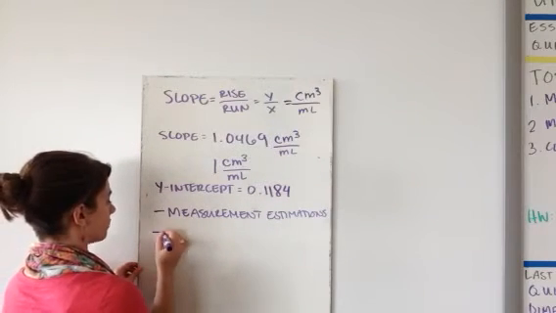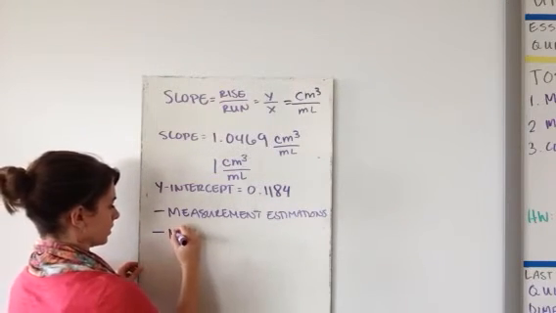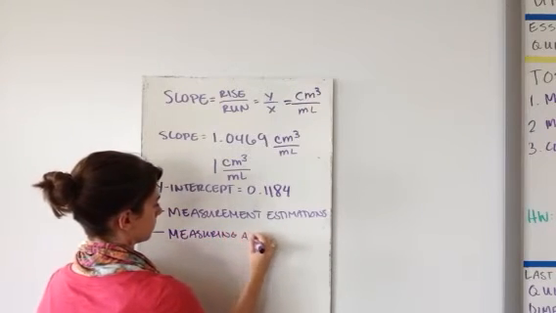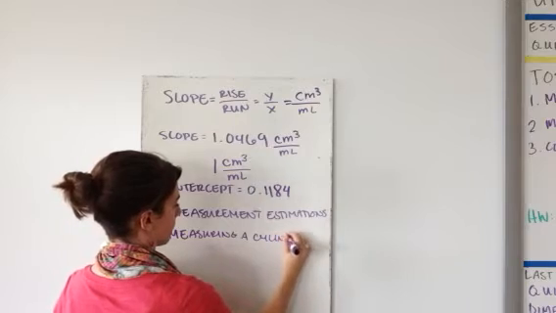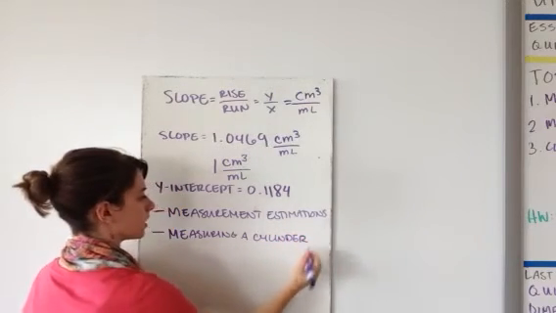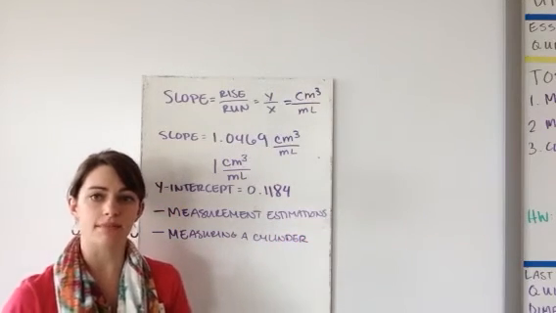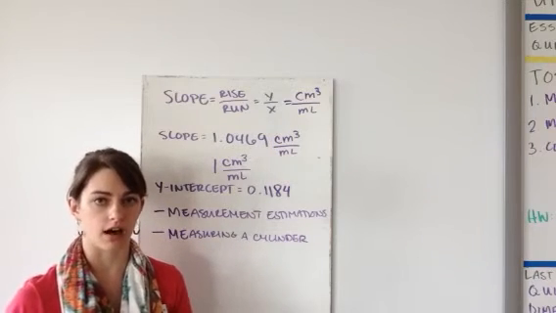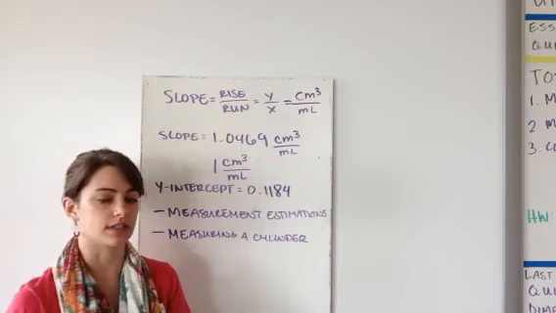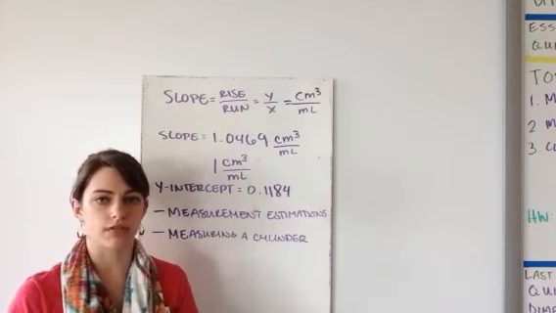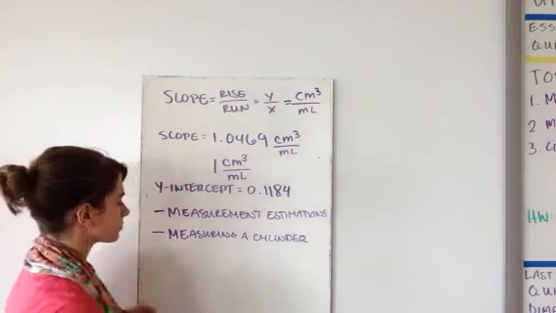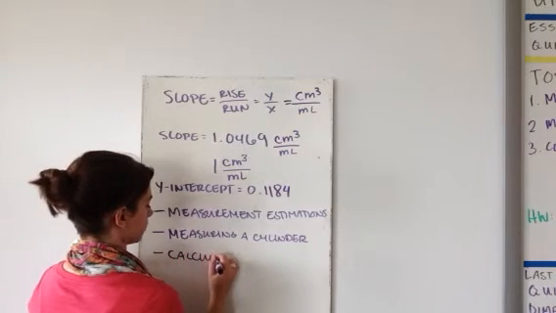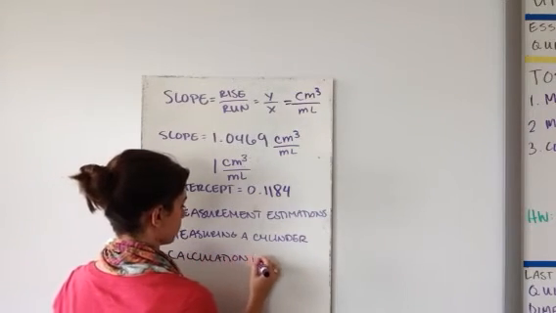We also have just issues measuring a cylinder. When we measured the cylinder, we had to measure the diameter, and we don't know exactly where the widest part is of that circle, of the end of the cylinder. So there's an estimation involved in that as well. Since we were doing calculations, there's always the possibility for calculation error.